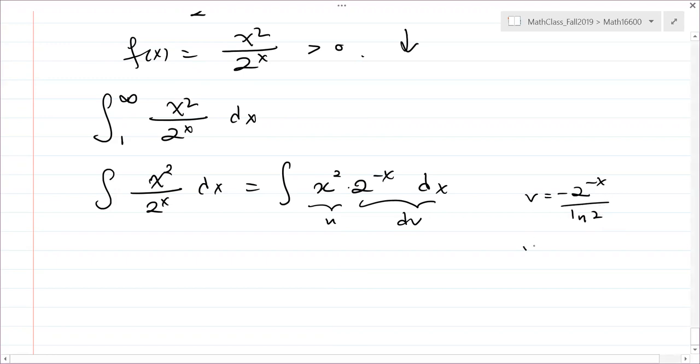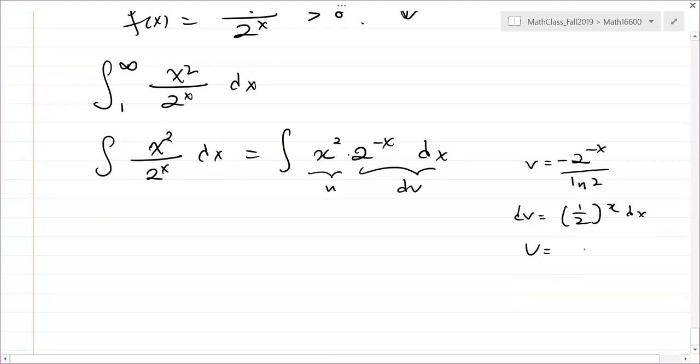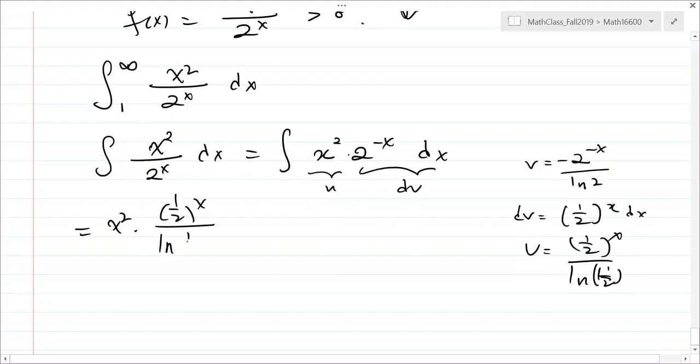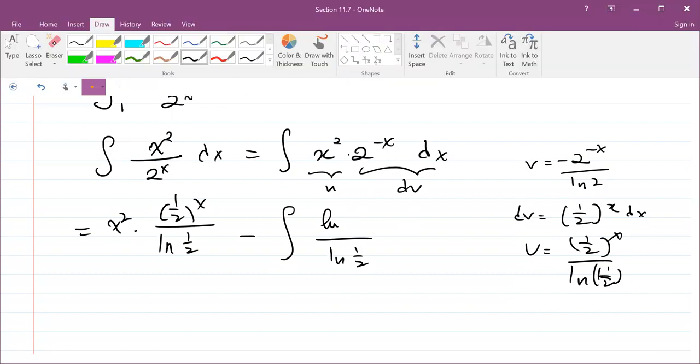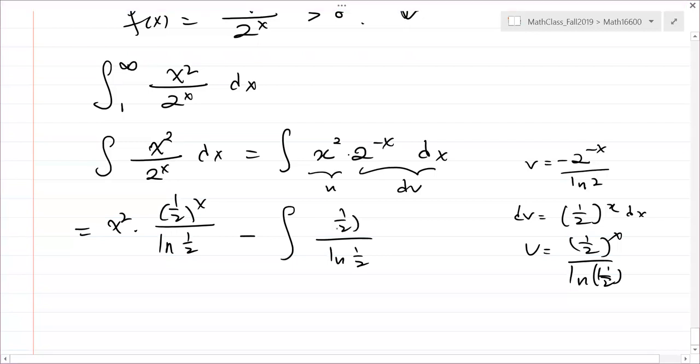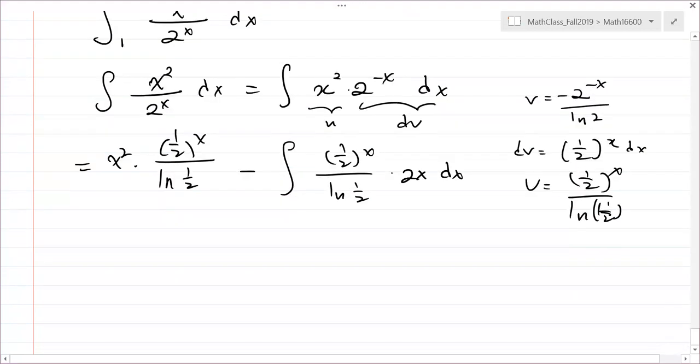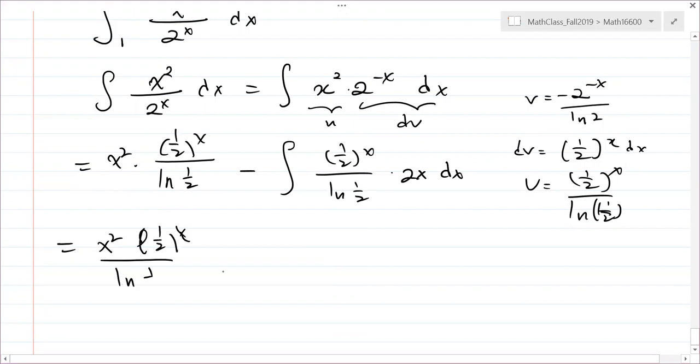Okay, you can also think about it like this. dv is going to be 1/2 to the x dx, right? So v should be equal to (1/2)^x divided by natural log of 1/2. That's why I get the negative sign. All right, so this is going to be x squared times (1/2)^x over natural log of 1/2, minus the integral of 2x times (1/2)^x over natural log of 1/2. Then you differentiate again, so just one more step.